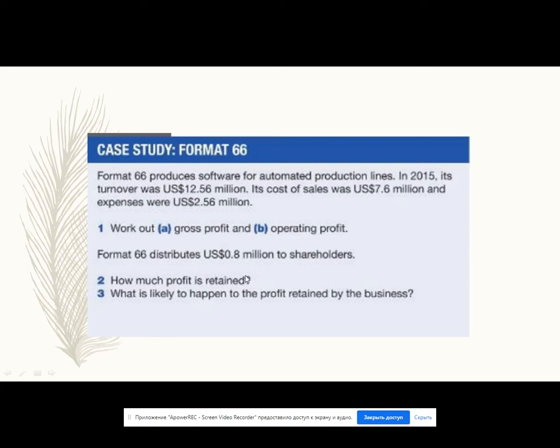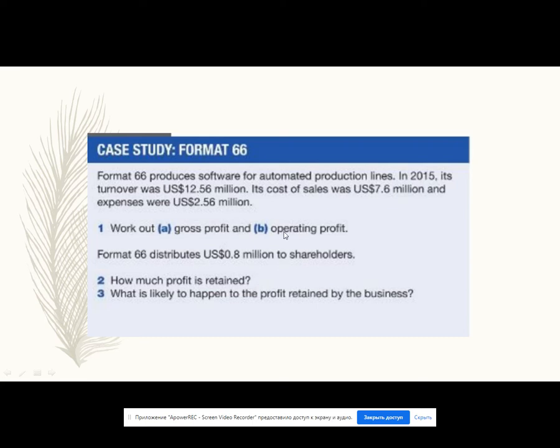Number two, how much profit is retained? Okay, so our net profit is 2.4. So Format 66 distributes 0.8 million to shareholders. So distributed profit is 0.8 and the rest is retained profit. So net profit 2.4 less distributed profit 0.8. It's going to be retained profit 1.6.